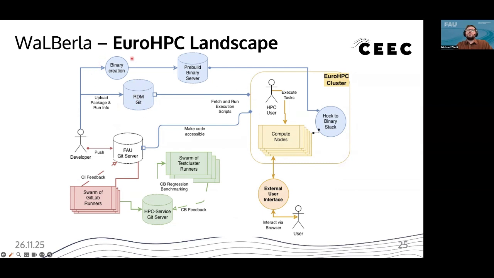They are also binary, pre-built binary servers, like for example, these public Spack build caches, where we could include our software also. Some of them need a hook on the cluster itself to be used. And if the software is on the cluster, the user still has to execute this.